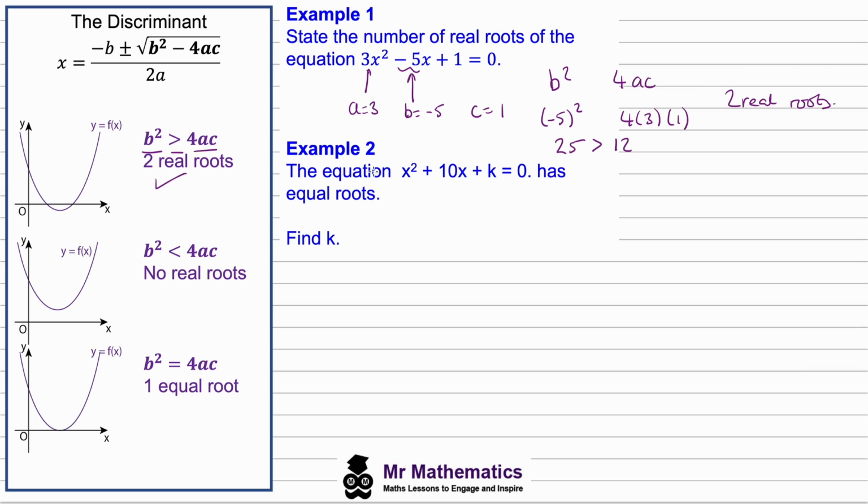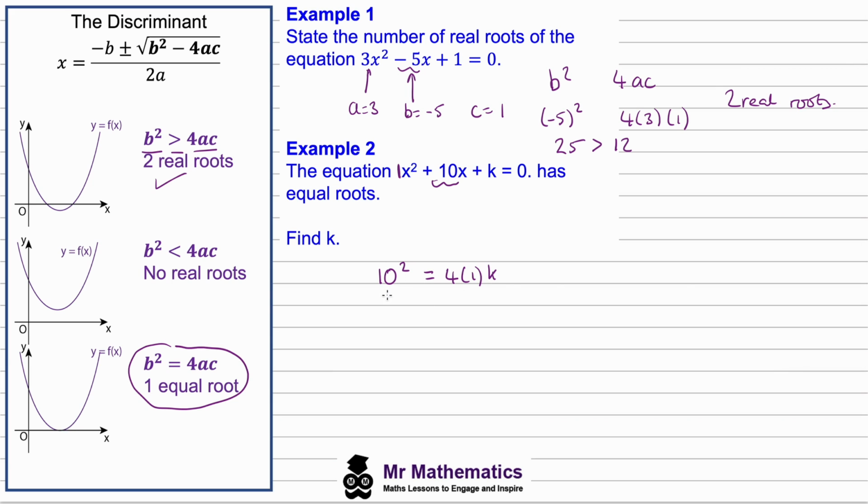Okay? For example 2, the equation x squared plus 10x plus k has equal roots. Find k. So now we're going to use this formula. So we know b will be our 10 term, the coefficient of x. This will be the 1, will be the a term. And it'll be equal to 4 times 1 times the constant k term.